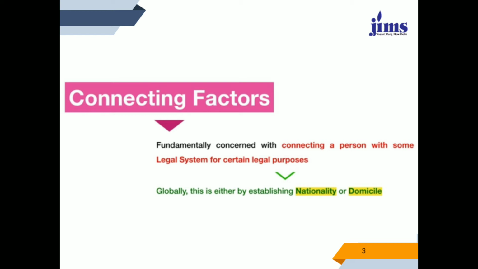Globally, this is done either by establishing nationality or domicile. We all know what nationality is. Basically, nationality depends upon where you are presently situated. To make it clear, there is a huge difference between nationality and citizenship. Nationality has nothing to do with citizenship.